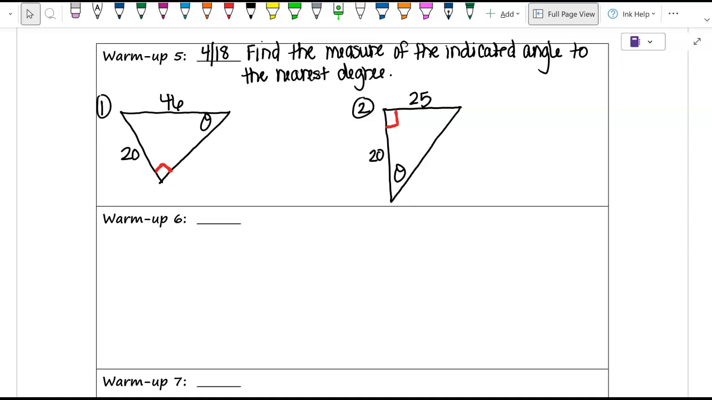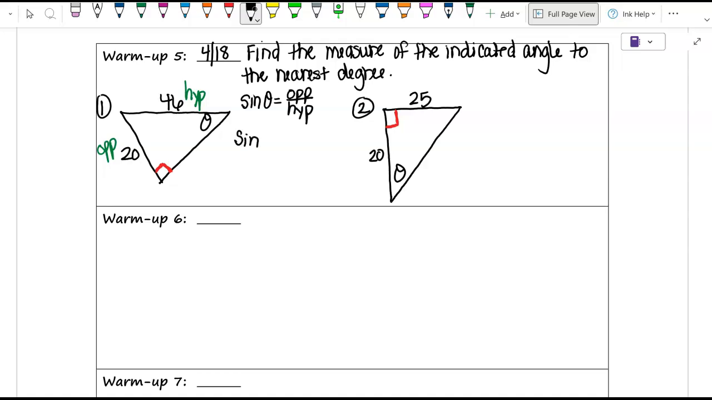What does the 20 represent, if theta is my reference angle, on this triangle? It represents the opposite. And what does the 46 represent? It is not the adjacent. It is the hypotenuse, that is opposite of the right angle. So which of my ratios deals with opposite and hypotenuse? The sine of theta is going to equal the opposite over the hypotenuse.